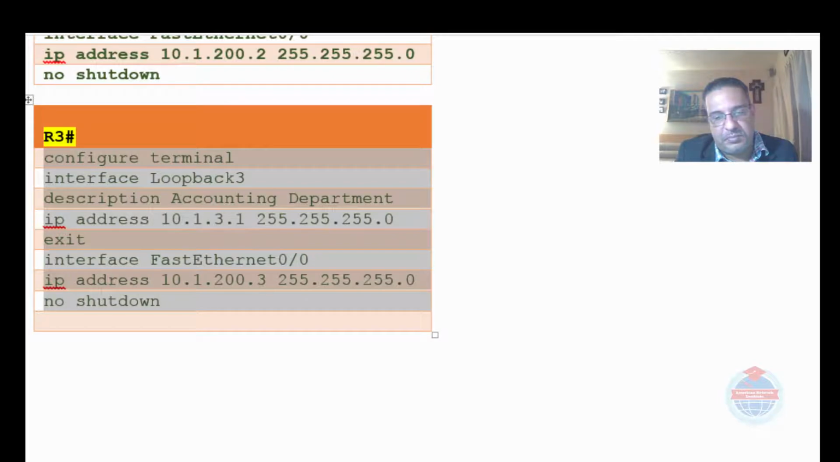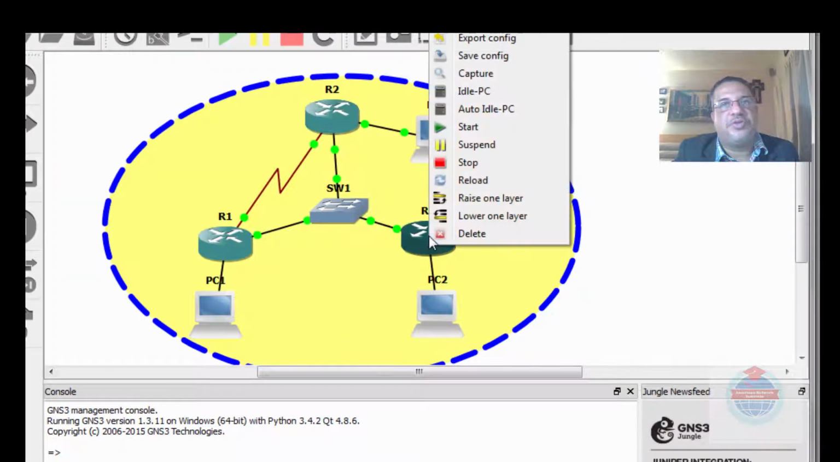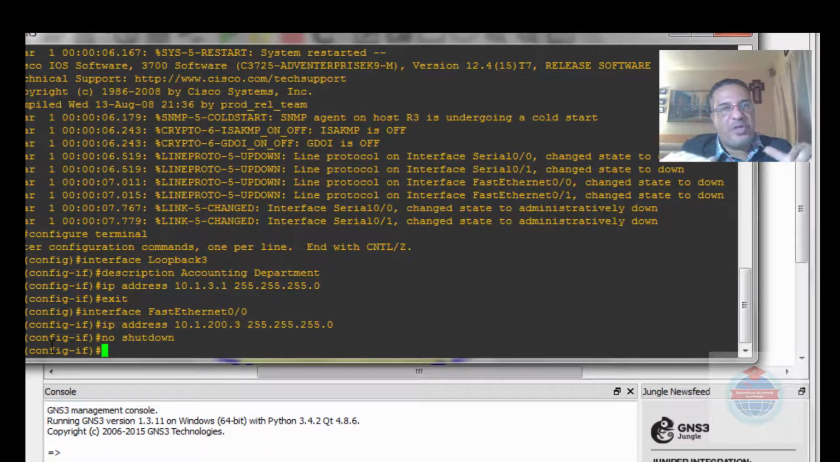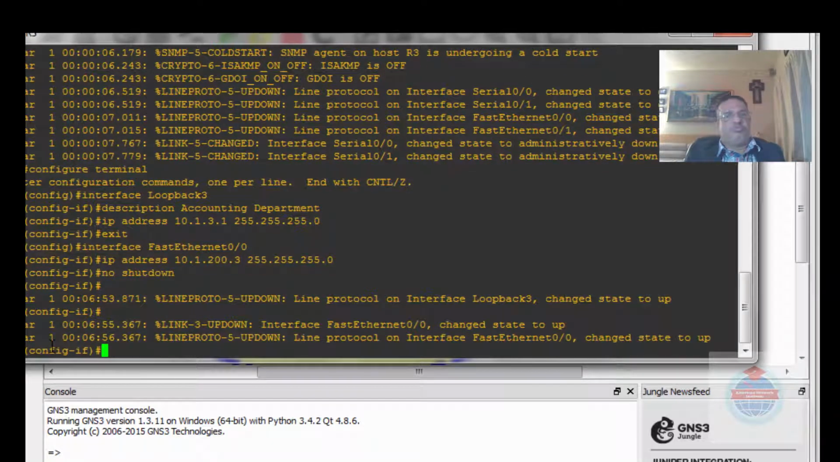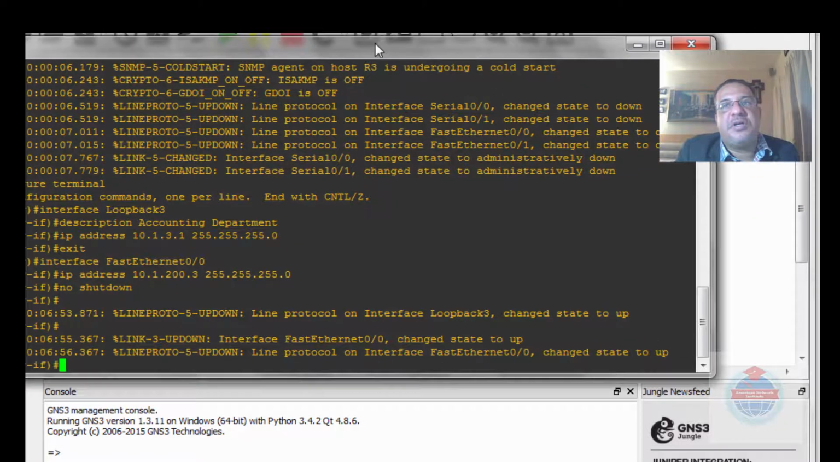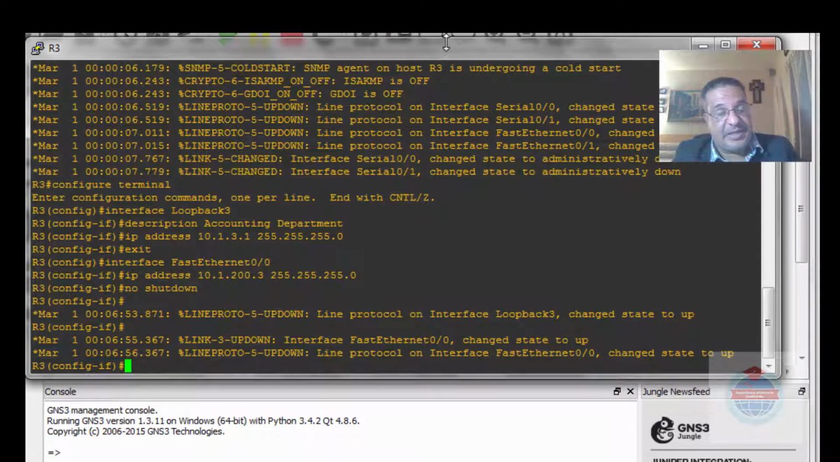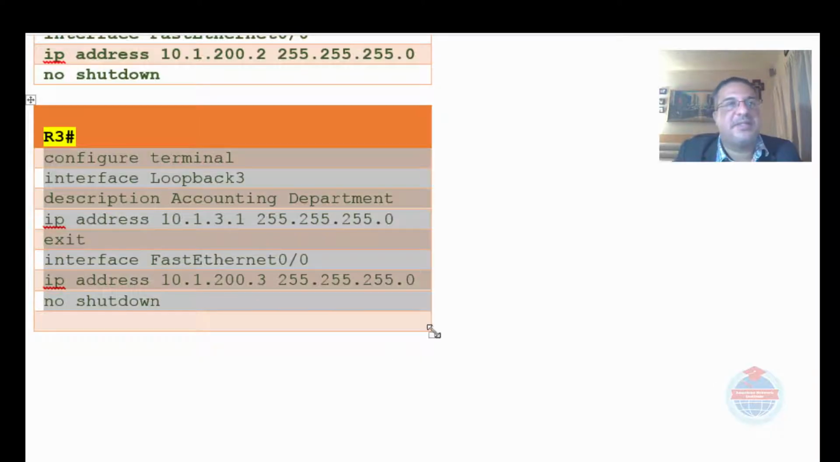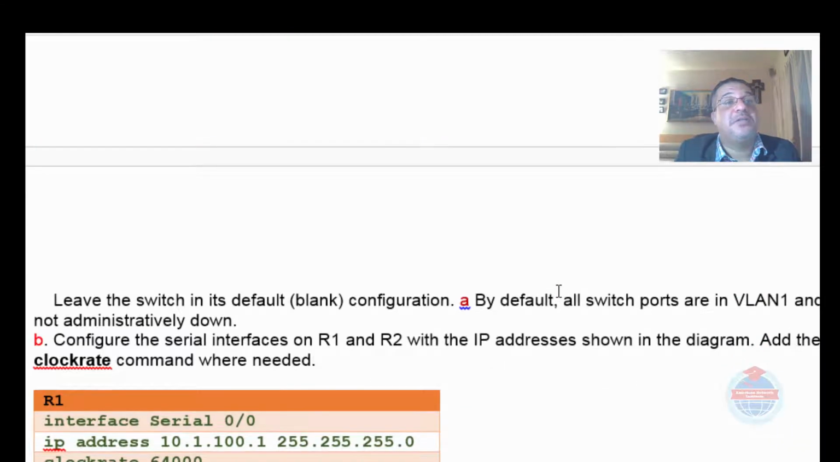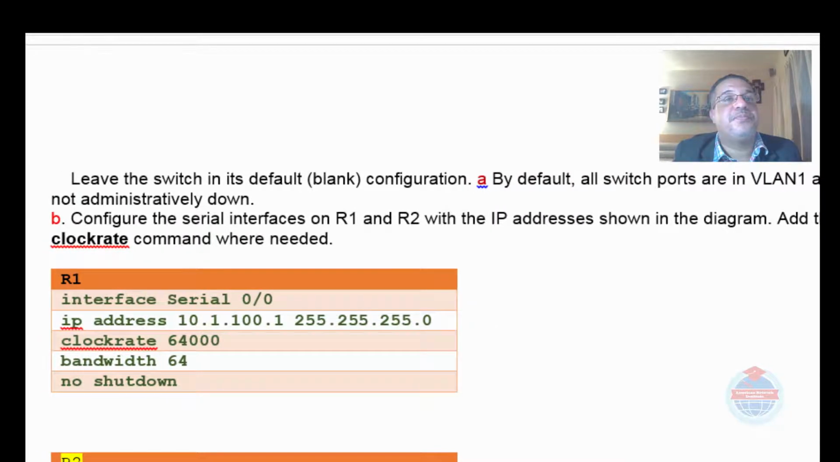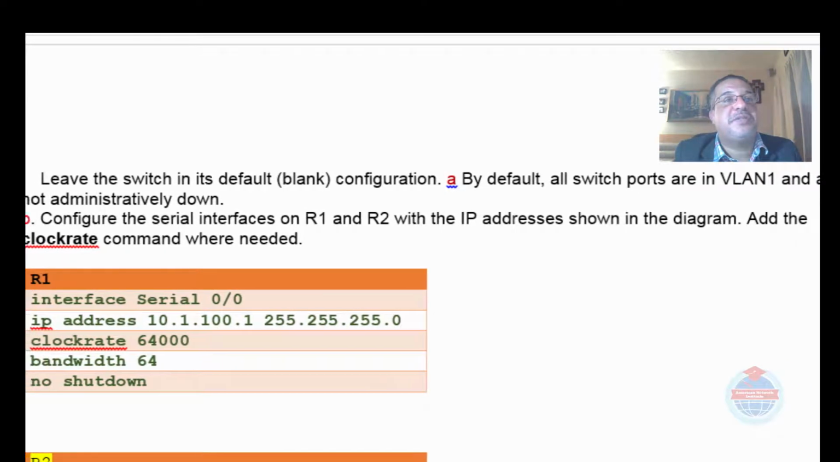Copy. On R3, we're gonna check on console. Paste. Sweet. Isn't that right, guys? Excellent. As you can see over here, everything is up, and I am very happy because of that. Excellent, guys. So let's check on our exercise. So far, so good. Leave the switch in blank configuration. By default, all switch ports are in VLAN 1. We already know that, guys. And are not administratively down.